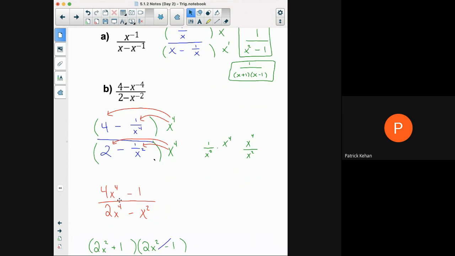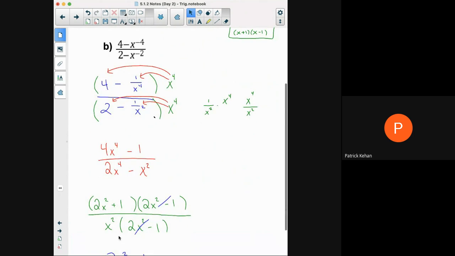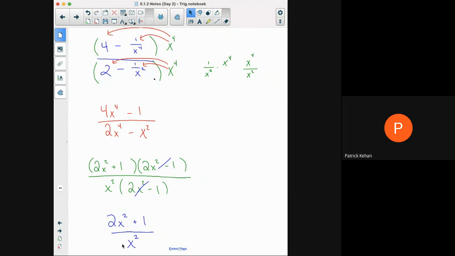So this numerator will factor to the square root of 4x to the fourth, which is 2x squared, right? And the square root of 1, which is 1. But it's going to be 2x squared plus 1 times 2x squared minus 1. In the denominator, this is not the difference of two perfect squares, but you can factor an x squared out of both terms. So I'm going to factor that x squared out, and I'm left with 2x squared minus 1 here. I happen to have the same factors in the numerator and denominator here, so these will simplify to 1. And then we're left with 2x squared plus 1 divided by x squared here.